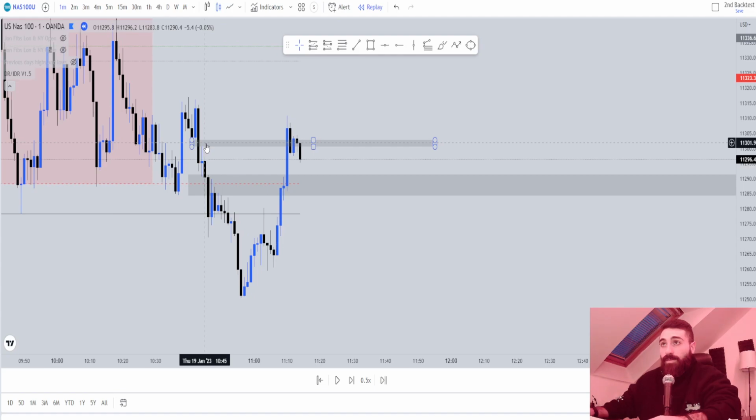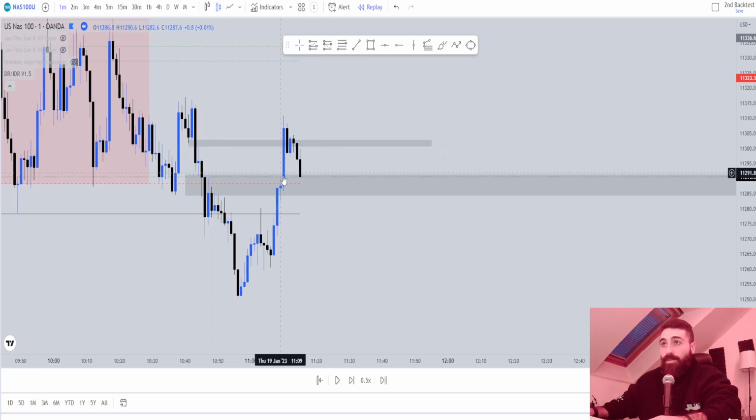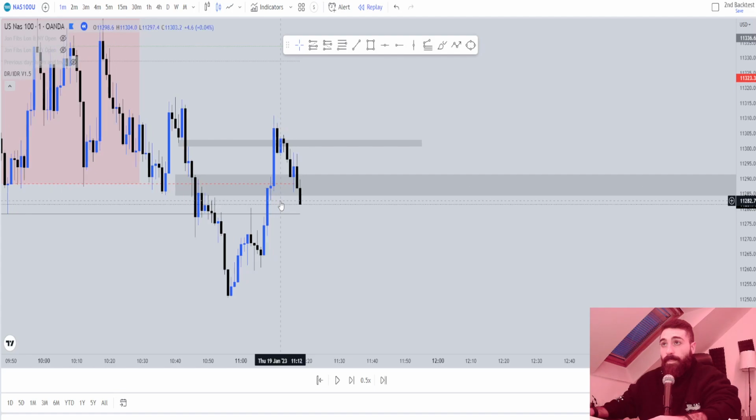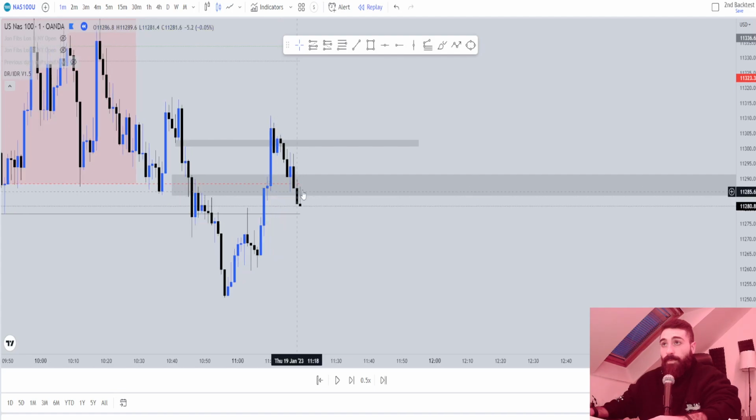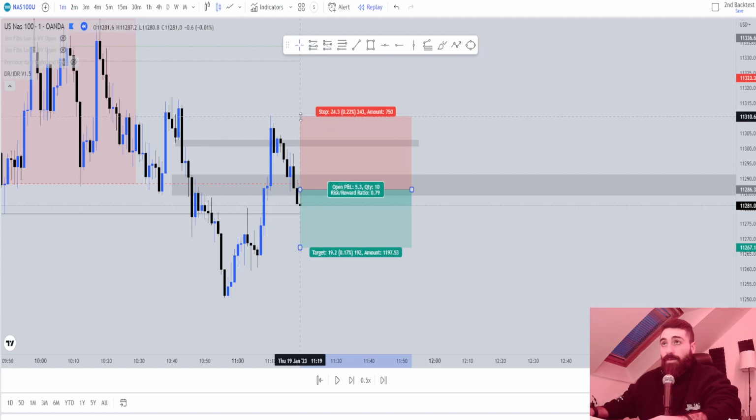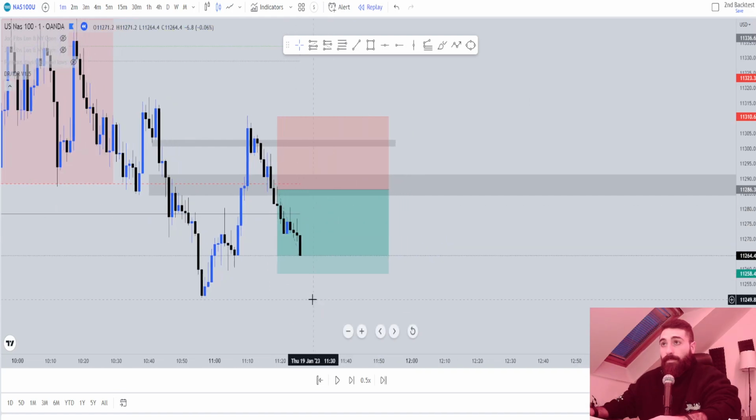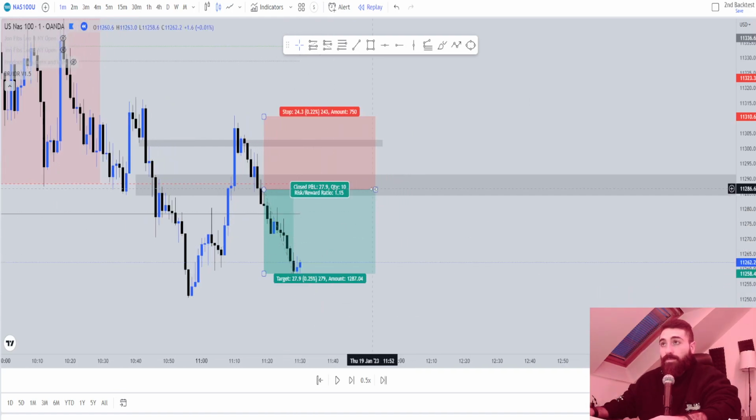Are we gonna see? We need to go below this. We went below. We retested. Our stop loss is here, and our TP is gonna be below this low first, and then the second one. Okay, whoop, straight to TP 1.